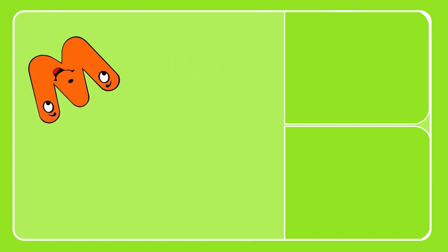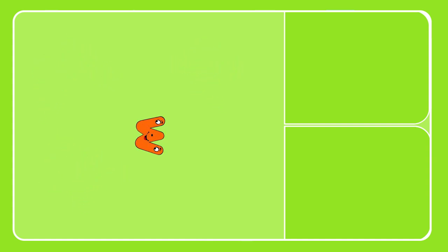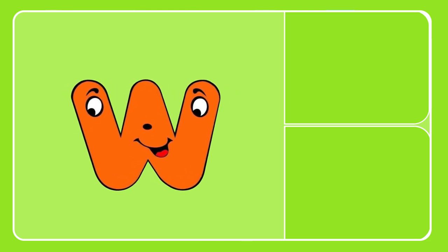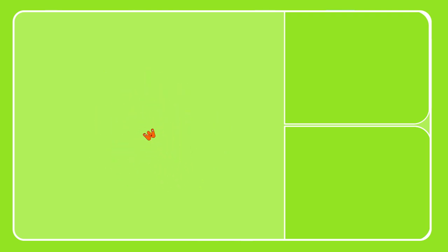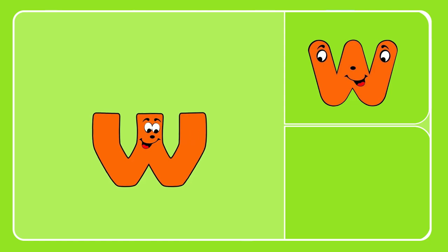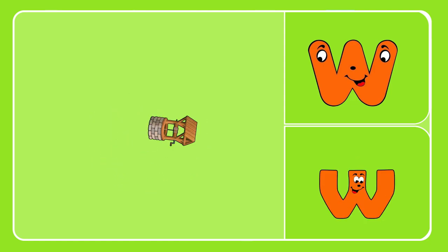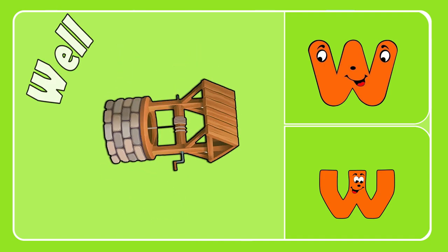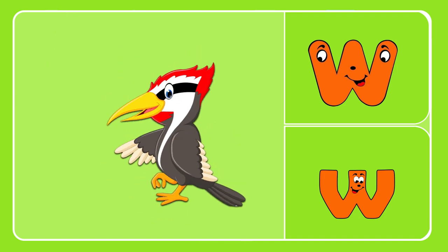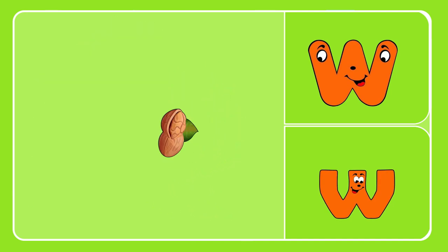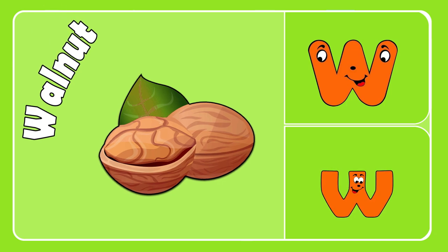Today we will learn alphabets and their sounds. Have you ever seen the letter W? Hi, I'm letter W and my sound is W, W, W. And the words that start with me are well, W, W, well. Woodpecker, W, W, woodpecker. Walnut, W, W, walnut.